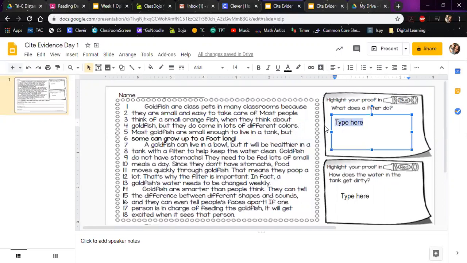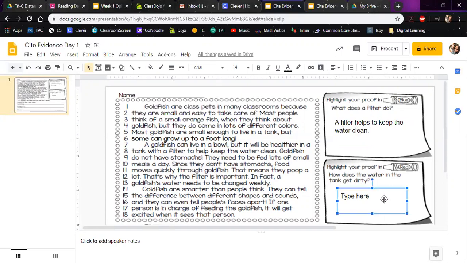So I want to type that over here as my proof, always making sure that I restate the question. If I just write keeps water clean, that's not going to be good enough. I have to restate the question. What does a filter do? A filter helps to keep the water clean. Good.